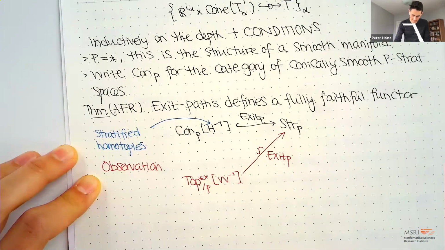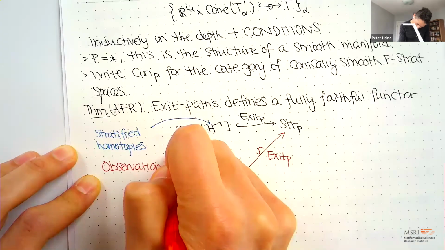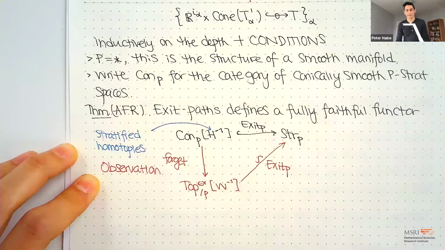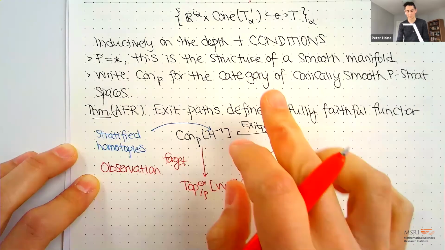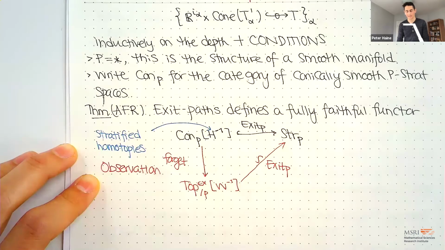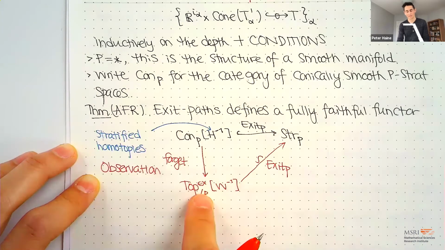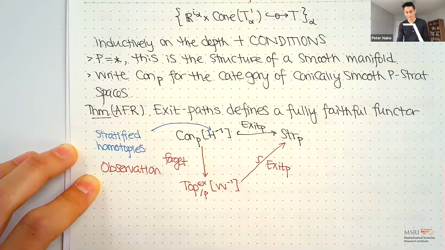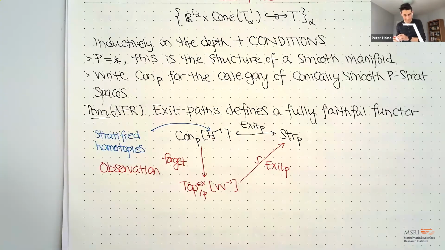Now, there's actually a forgetful functor from here to here that forgets the atlas. So conical smoothness was a structure on a stratified space, and you can forget the structure. But if you forget the structure, you're still conically stratified. It's part of the definition. And this class H gets sent to, oh, I think my headphone may have cut off.